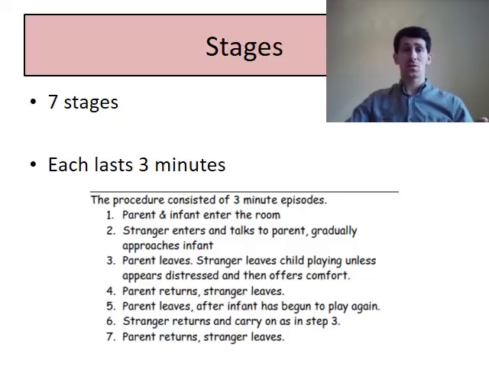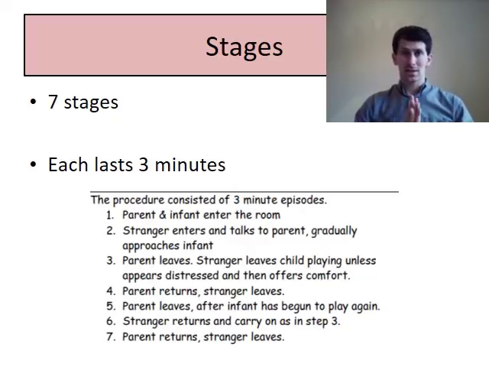The parent and infant will enter the room, then the stranger enters and talks to the parent and gradually goes closer to the infant. The parent will then leave the room. The stranger leaves the child playing alone unless they're distressed. The parent then returns into the room and the stranger will leave. The parent then leaves after the infant begins playing. The stranger then comes back into the room, then the parent returns and the stranger leaves.